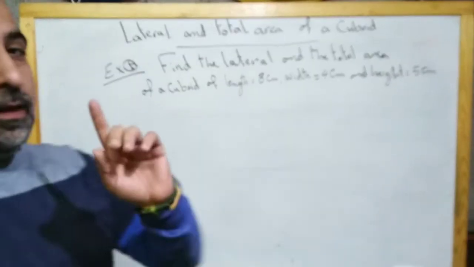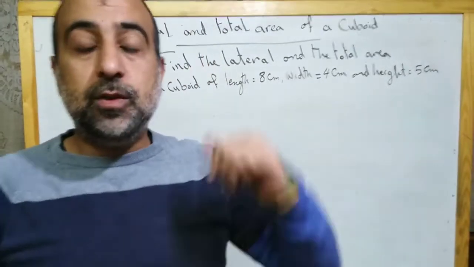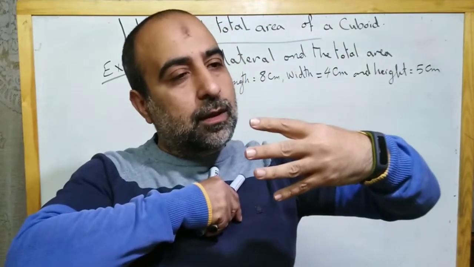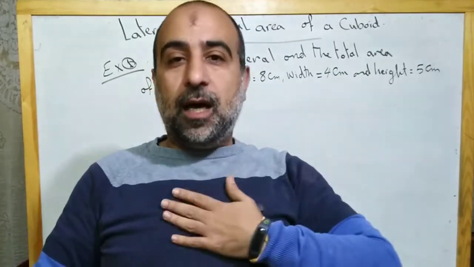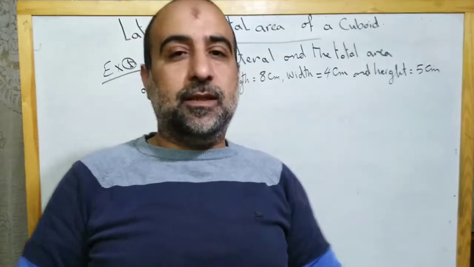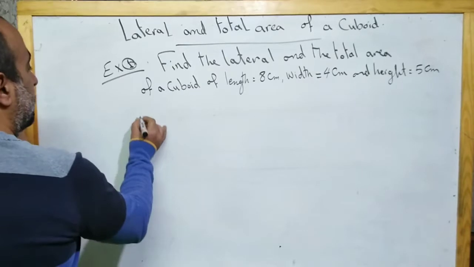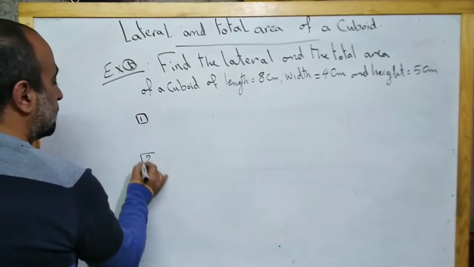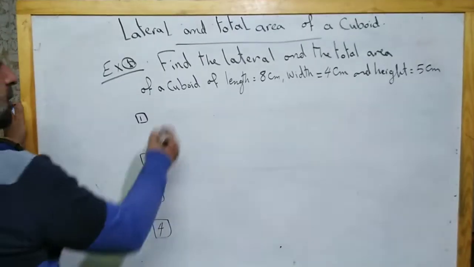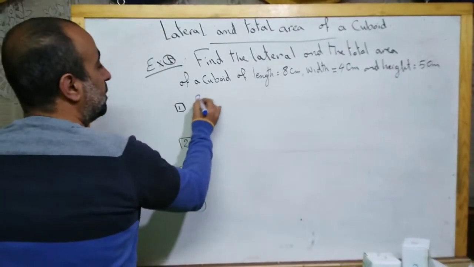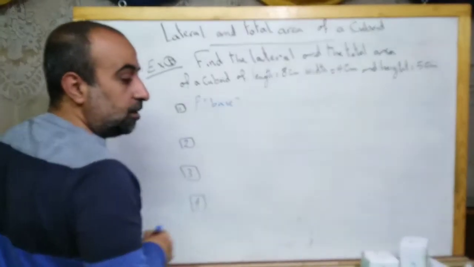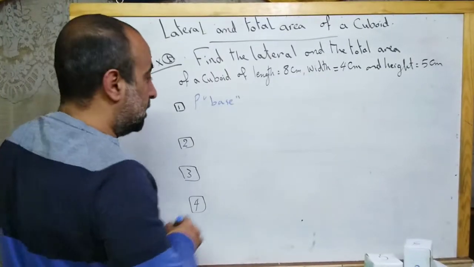Now, I recommend doing it in 4 steps. You can do it with a lot of methods, but I like to make it in steps. Please, I recommend making it in steps. Step 1, step 2, step 3, step 4. Step 1, we will find the perimeter of the base, to use it in the rule of the lateral area.